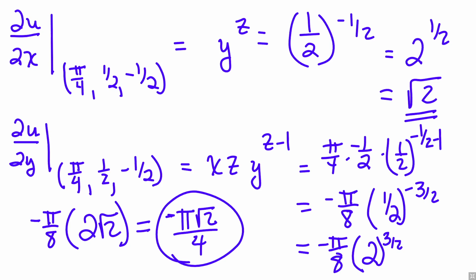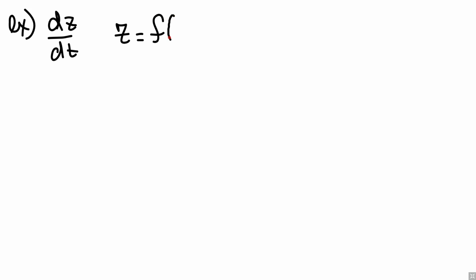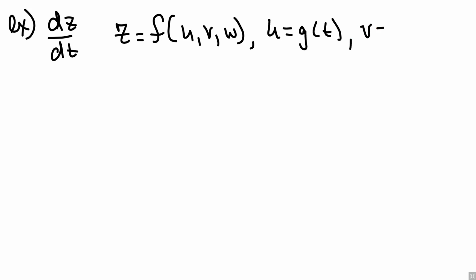Okay. So next, the next set of examples, we're going to take a look at doing a tree diagram to help us write out the chain rule formula for the derivative. In our next example, we're asked to find dz dt, and we're told that z is equal to f of u v w. We're told that u is equal to g of t, v is equal to h of t, and w is equal to k of t.